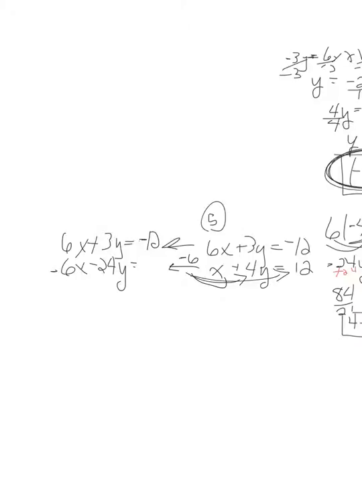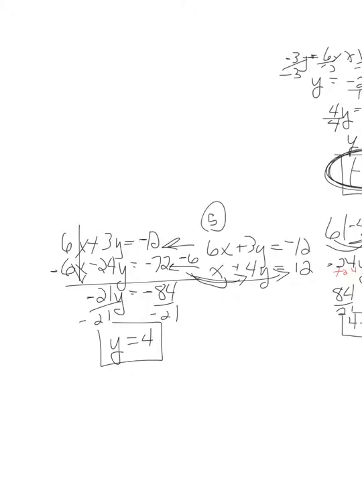And negative 6 times 12 will be negative 72. And I'm going to add those up. So those are 0. 3y minus 24y will be negative 21y, and negative 72 minus negative 12 is negative 84. Divide both sides by negative 21, and sure enough we have y equals 4 again.